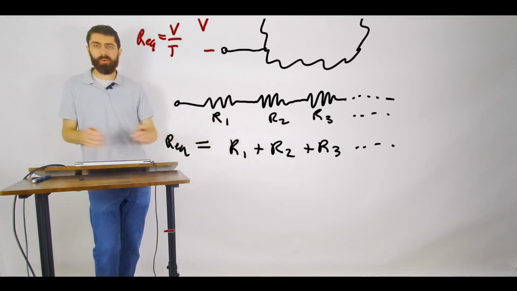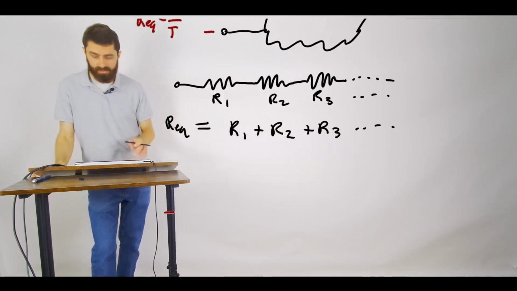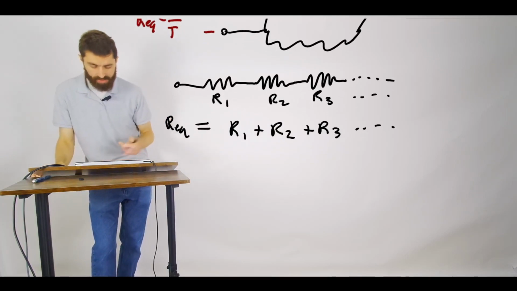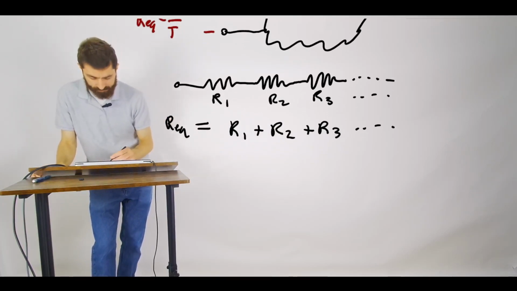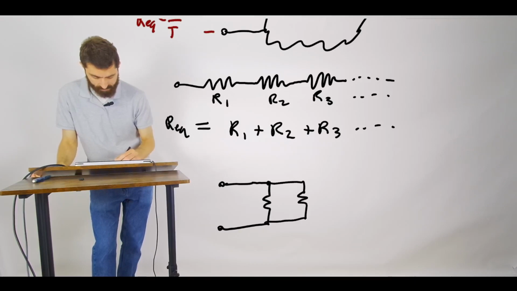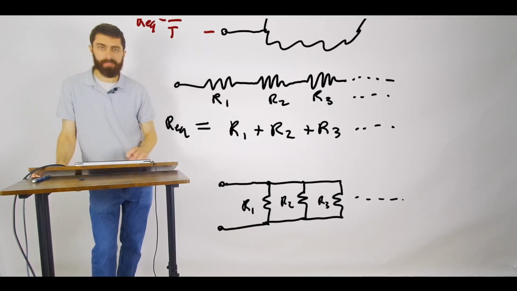So that's pretty straightforward. When it comes to resistors in parallel, let's say you've got a big string of resistors all in parallel, R1, R2, R3, dot dot dot.